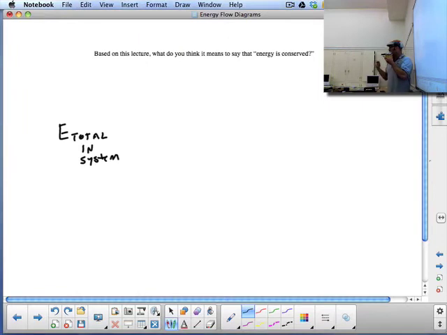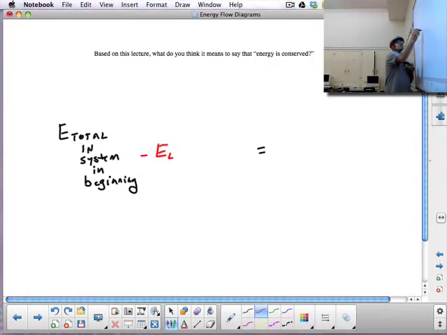E total in system is equal to energy removed from system. Okay, I'm going to write in the beginning or initially. Is equal to energy removed from system. You mind if I do it this way? Minus E lost. See what I'm doing? Plus, what am I going to write here? E gained.